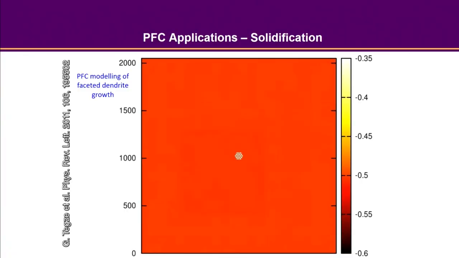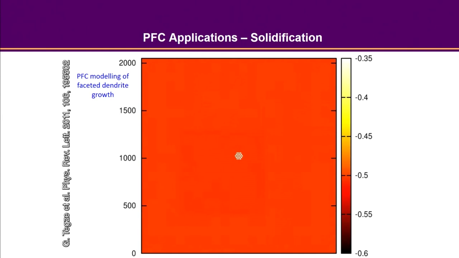So if the mean density is too low, you only have a liquid. And if the density is too high, you have solid. But if you know how to set the system at the coexistence region, it's going to have a very nice solid-liquid system. So here's one more example showing a faceted dendrite growth.